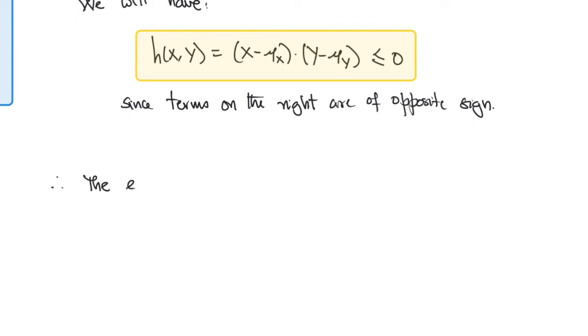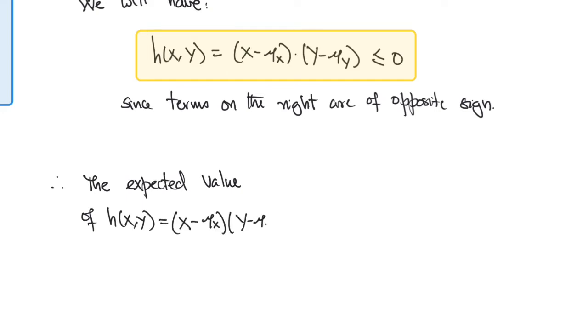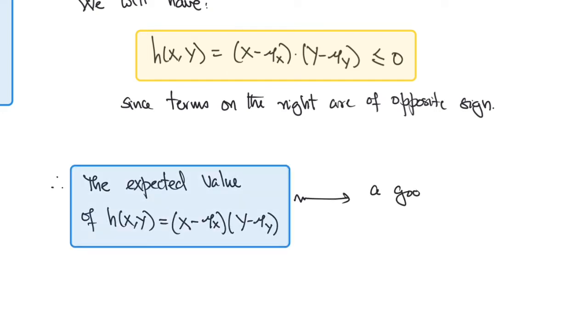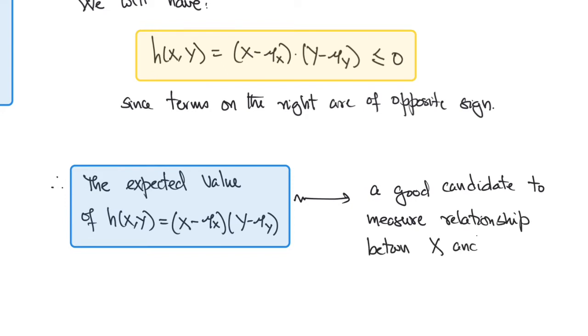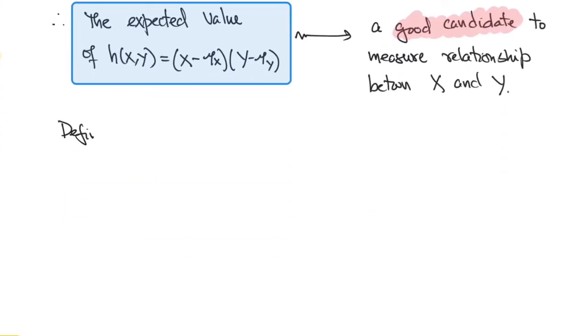A consequence of this discussion is that the expected value of the random variable h x comma y, defined as the product of x minus mu x times y minus mu y, would be a good candidate to measure a certain relationship between x and y. We will make this precise next.